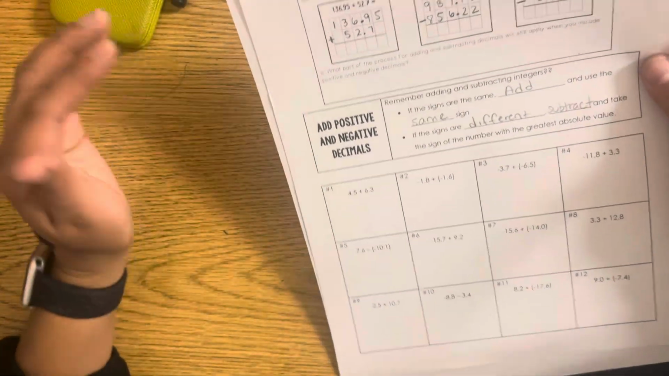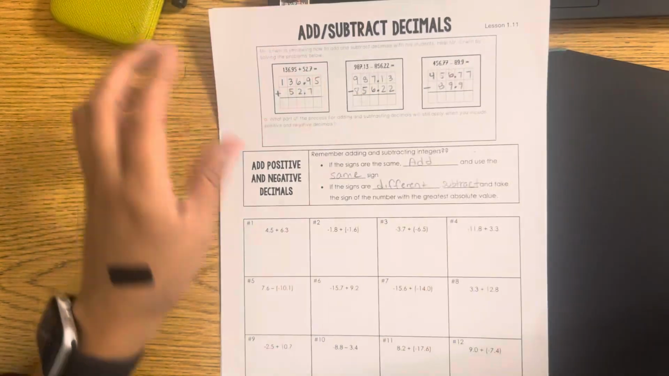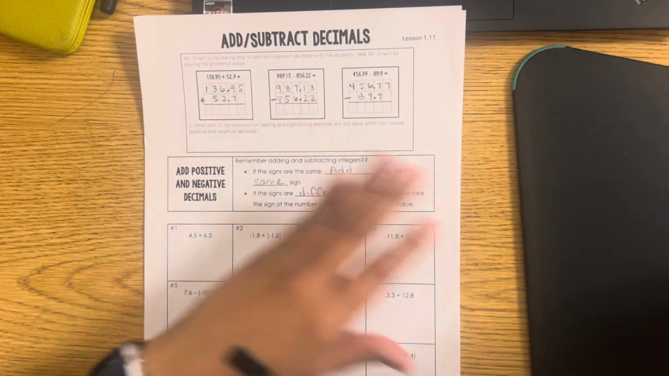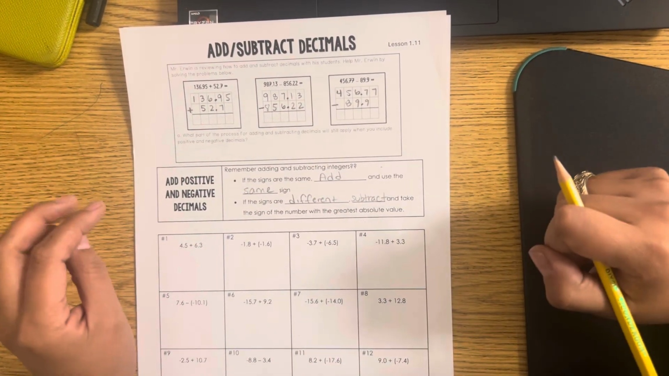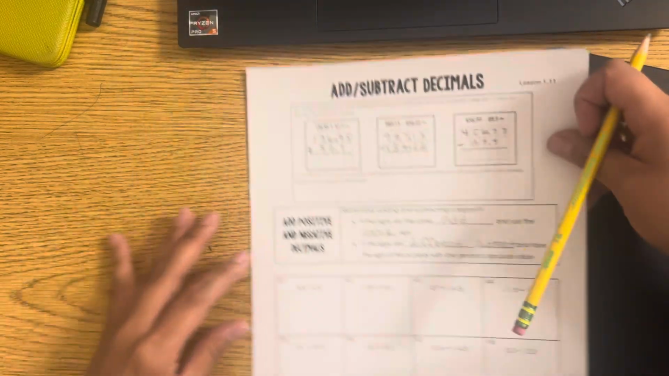Okay, so we're finally moving on a little bit away from fractions, but we'll bring them back. And we're going to talk about adding and subtracting decimals. Again, something you would have learned last year in 6th grade. But when it comes to 7th grade, we're going to learn how to add and subtract decimals that have positive and negative numbers, okay? Let's break it down though.